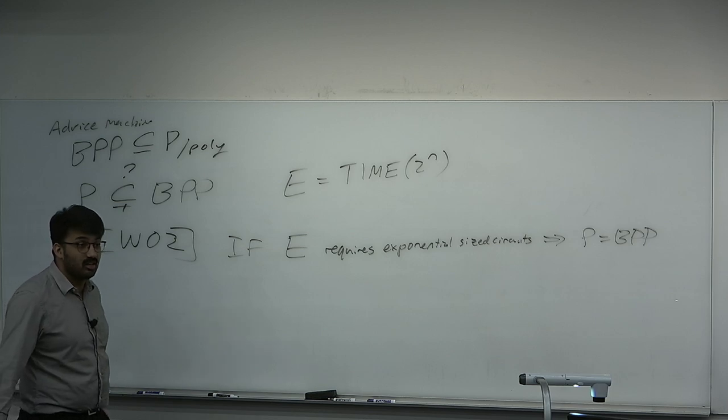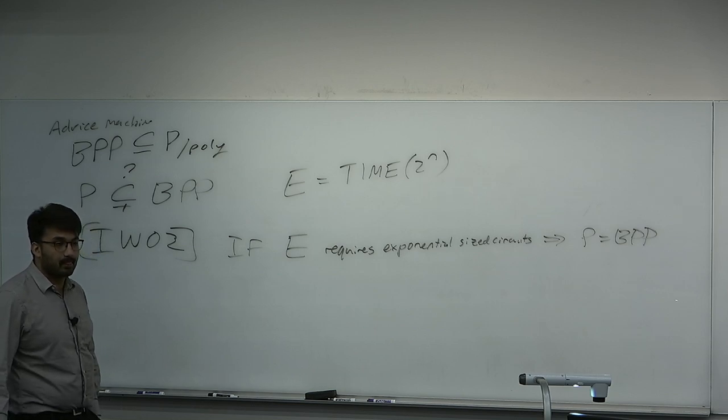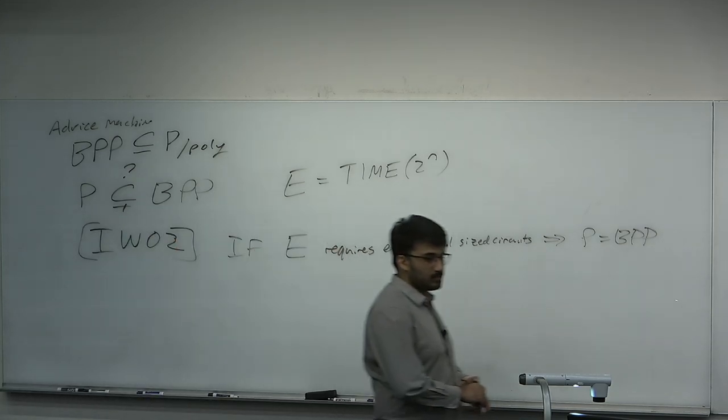If de-randomization does not exist, then maybe circuits can be done too quickly. Circuits can be done better than time. Something like this. Questions? All right.